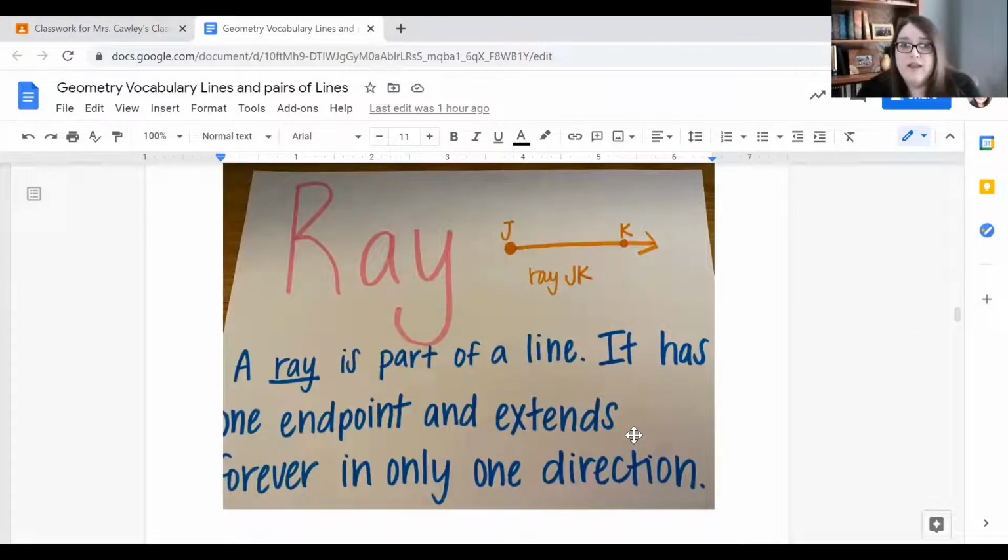Next is ray. A ray is a part of a line. It has one endpoint and extends forever in only one direction. So here's my picture of my ray. You see this arrow? This means that it's going on forever in this direction, okay?